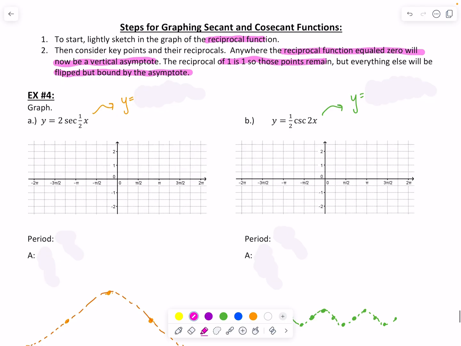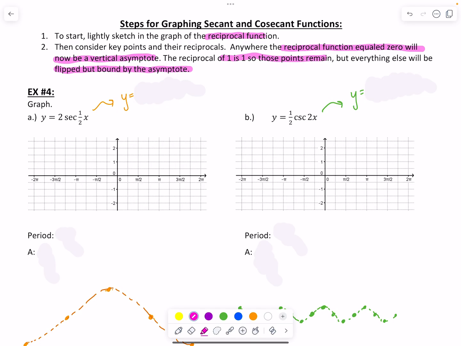If you look at example number 4, it says to graph y equals 2 secant of 1/2 x. Again, the first thing I'm going to do is consider the reciprocal function. So the reciprocal of secant would be cosine, and I'm going to think about this equation as the reciprocal, y equals 2 cosine of 1/2 x. So I can then pick out the amplitude. I know that the amplitude of this function would be 2, and I know that the period would be 2 pi divided by 1/2, or I can think of it as 2 pi times the reciprocal, 2 over 1. So it looks like the period on this one is going to be 4 pi.